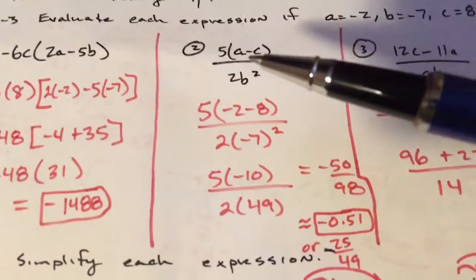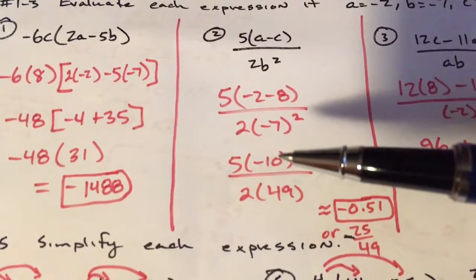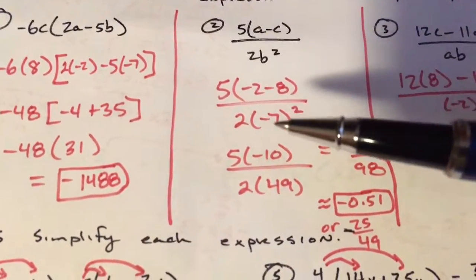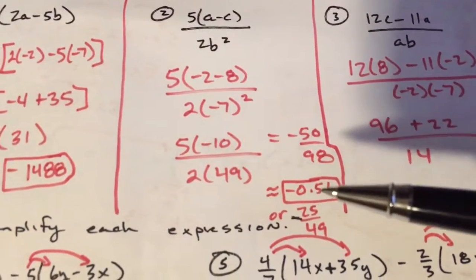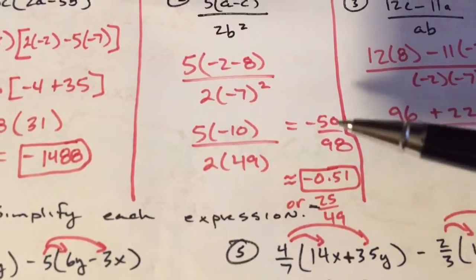All right, moving on here. Number 2, plug it in. -2 minus 8 is -10. That's going to give you -50 in the numerator. Square B first. -7 squared gives you 49. Then double it. You can have this answer as a decimal, or -25 over 49 is the reduced fraction. Either of these three will be fine.